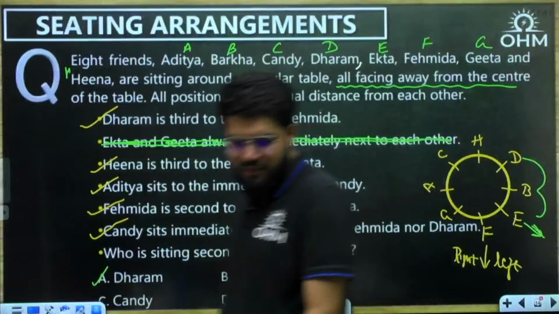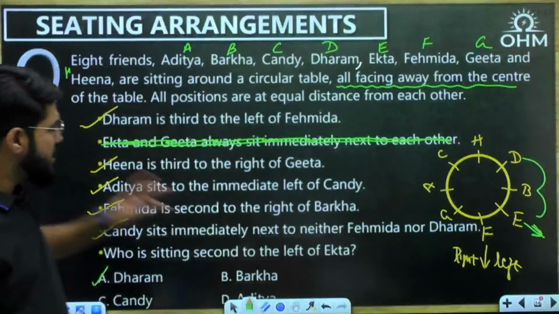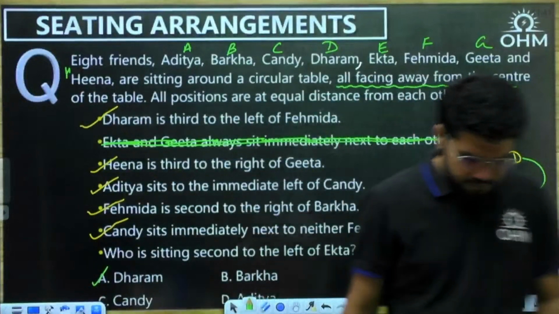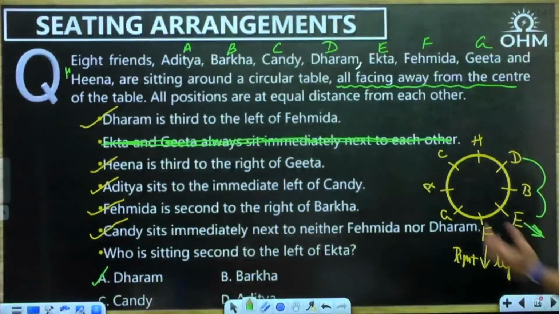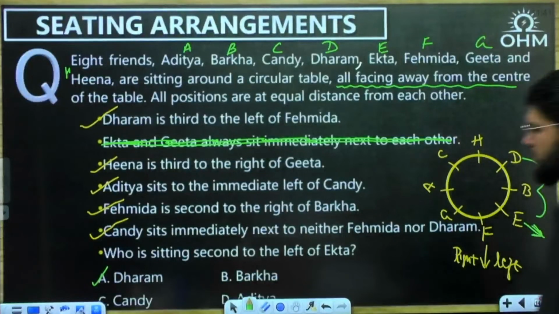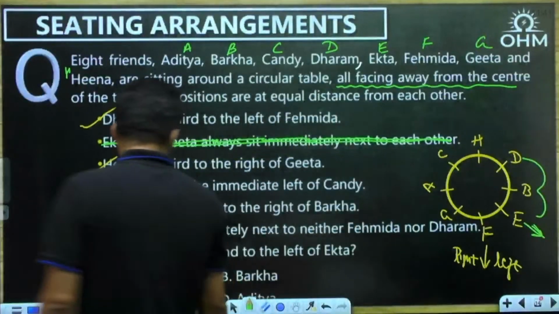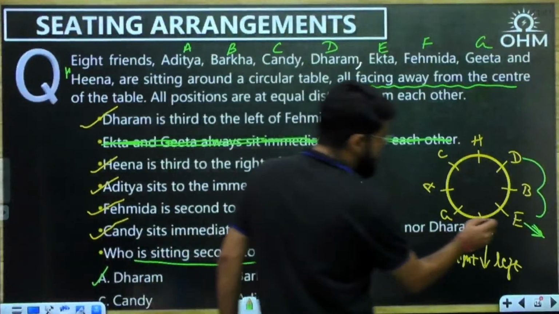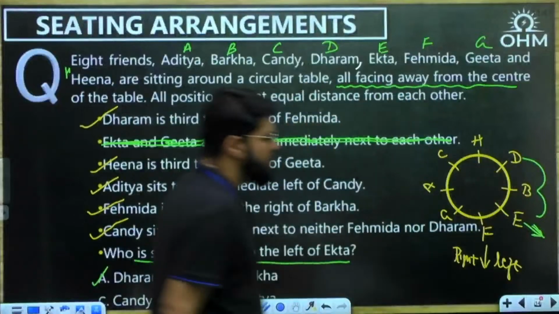If you have any observations, please let me know. But as far as I am able to say, the second statement is not fulfilled. I have to remove any one of the statements. Suppose I have removed the second one. Otherwise, it's not solvable. Data is inconsistent. Question was, who is sitting second to the left of Ekta? This is Ekta, first left, second left, Dharam.